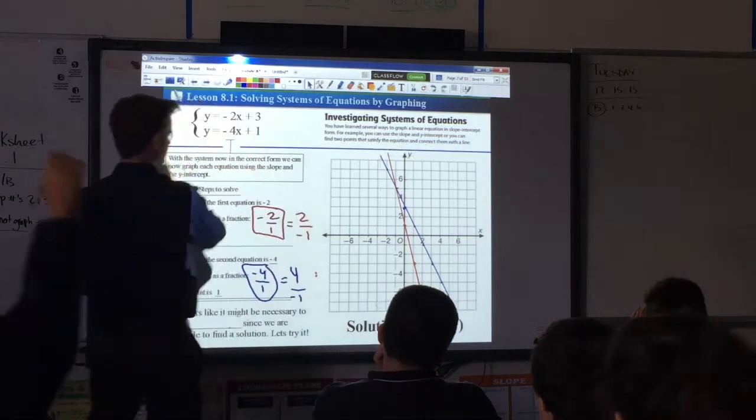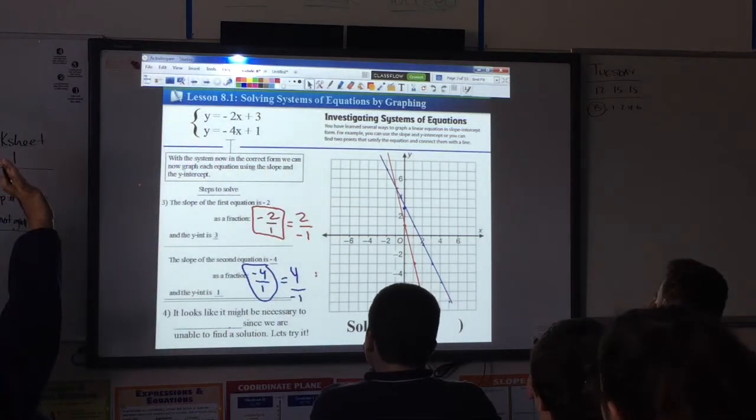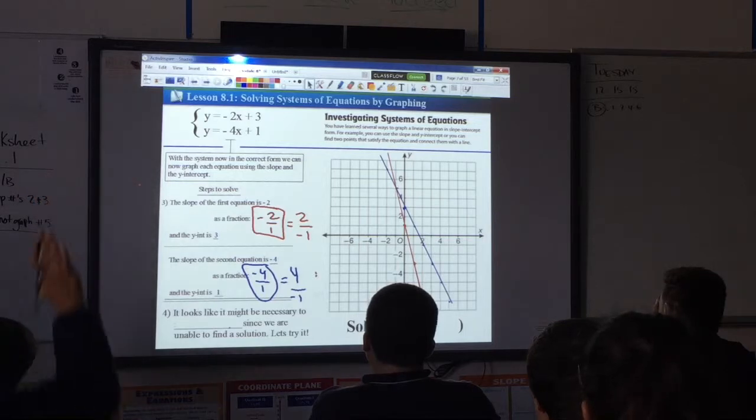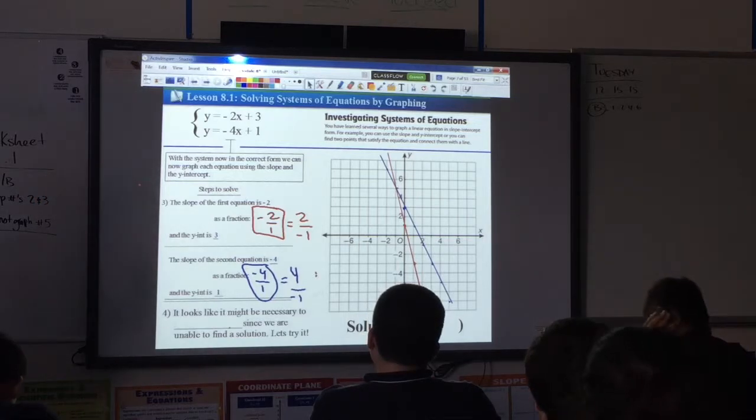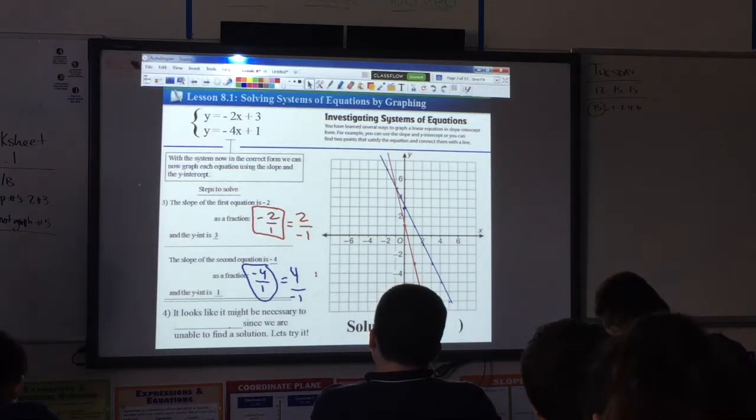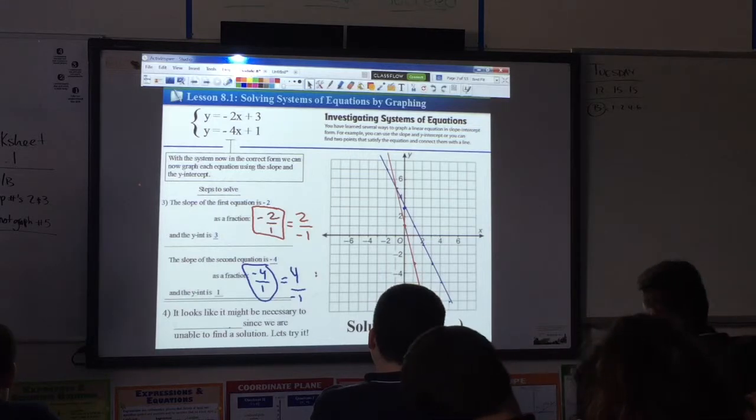All right, do we see a solution here, yes or no? Yes. All right, so I see the solution. Emily, you have a question? Yes. Do you always have to connect them? You always have to find the intersection of the two graphs.